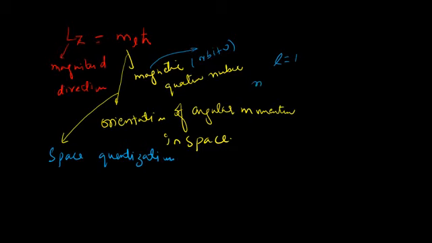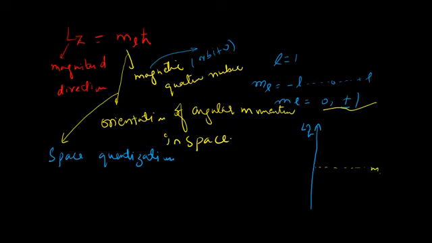if L is equal to 1, then ML has the values, for any value of L, from minus L through 0 to plus L. So for L equal to 1, ML can have the values 0 and plus minus 1. Let's suppose this is the LZ, the Z direction of orbital angular momentum. Then for orbital quantum number L equal to 1, it can have 3 orientations. This one for ML equal to 0, this one for ML equal to 1, and ML equal to minus 1. So it can have these specific orientations as LZ is equal to ML h cut.